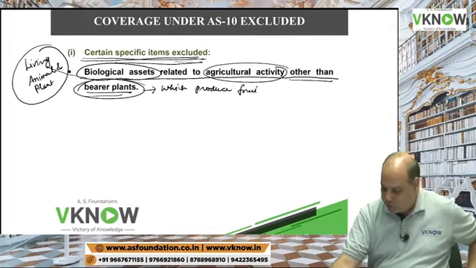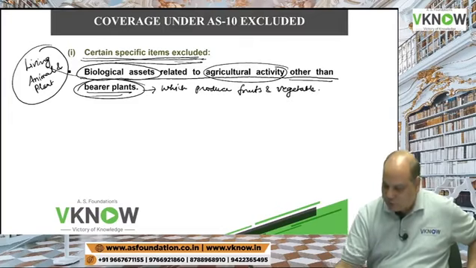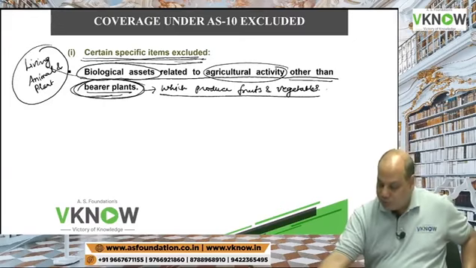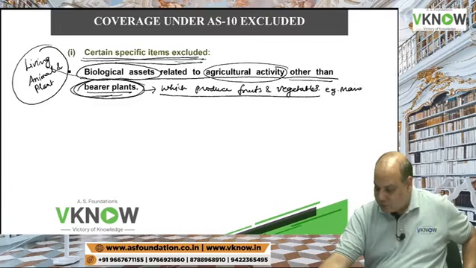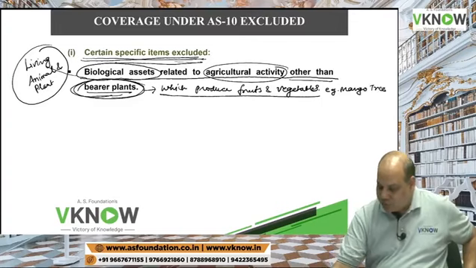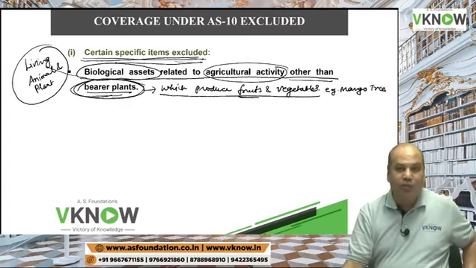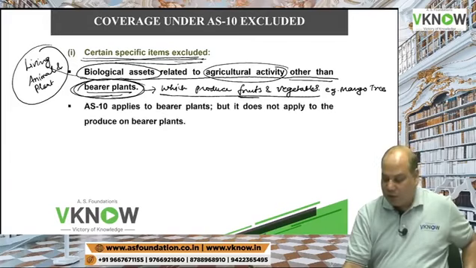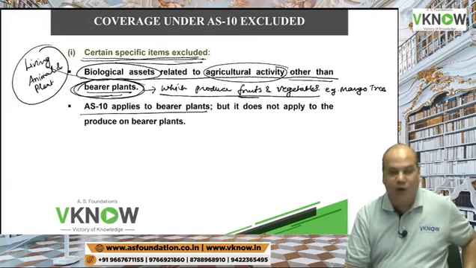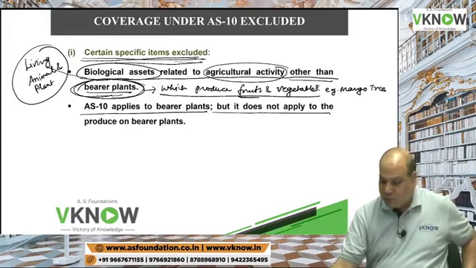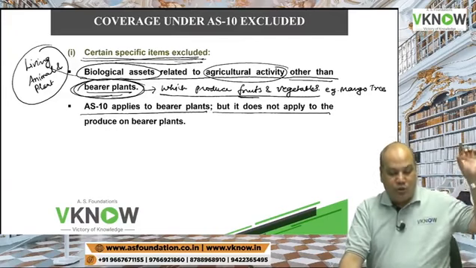plants which produce fruits and vegetables, that is, they are themselves not sold, but the fruits and vegetables grown on them are sold. For example, a mango tree. In a mango tree, mango is grown and mango is sold. The mango tree is not sold. So they are called bearer plants. AS10 is applicable to bearer plants like mango tree and guava tree, where the fruits and vegetables grown are sold.